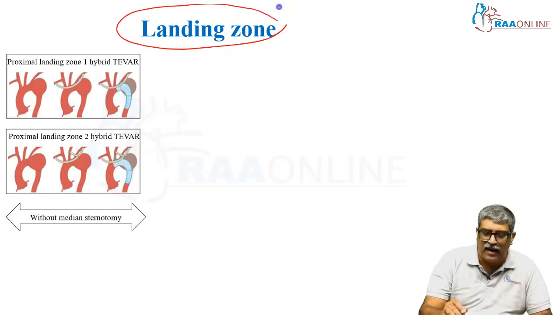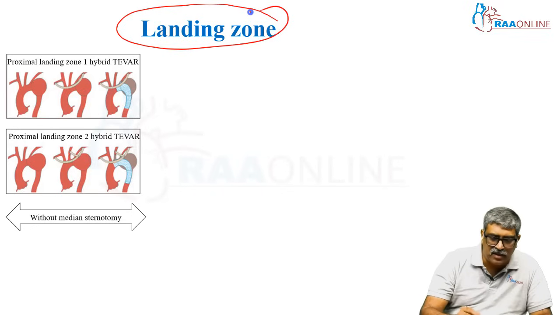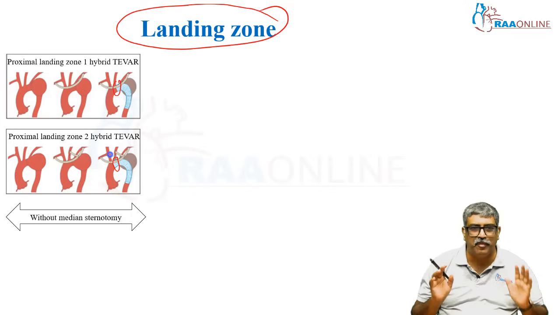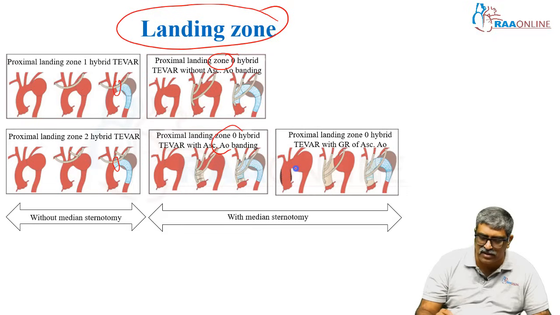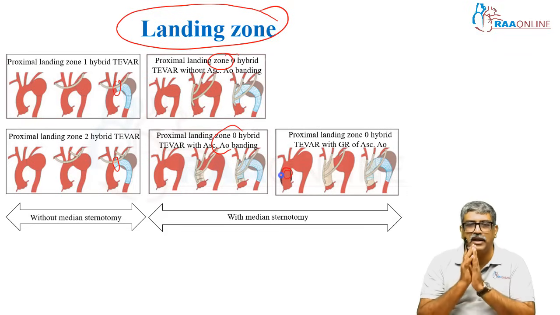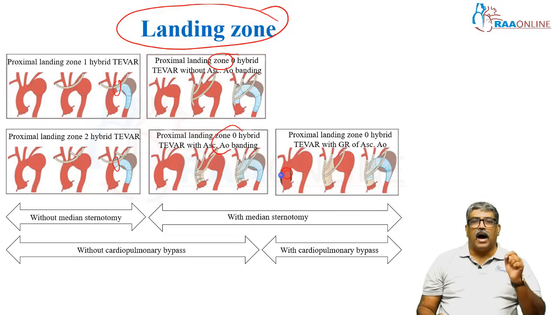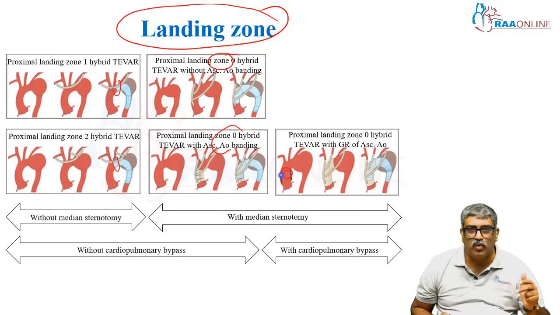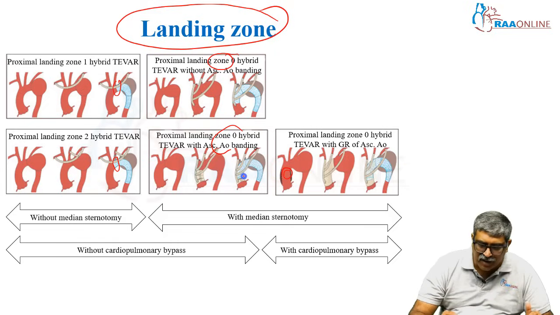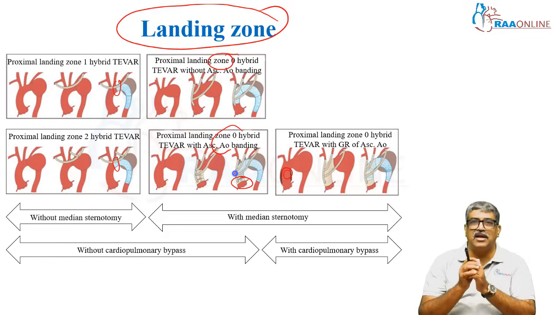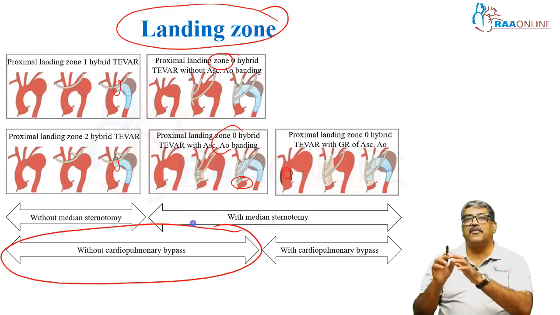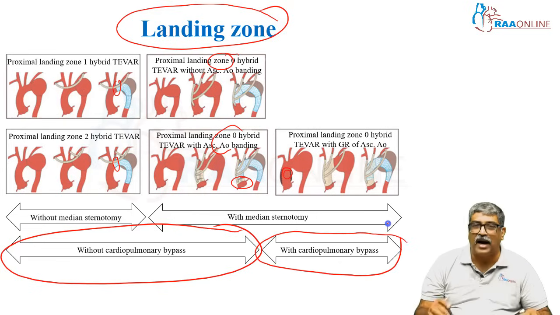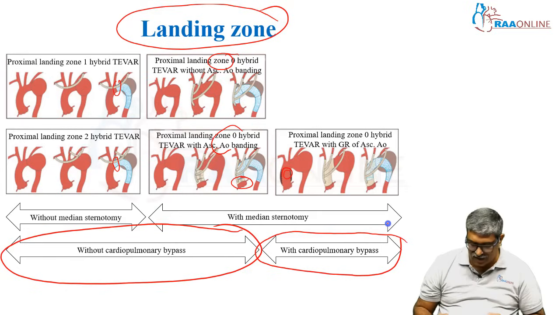Now coming to the landing zone. If the landing zone of the proximal stent is going to be in zone 1 or in zone 2, you can do it without median sternotomy. But if it is going to be in landing zone 0, that is in the ascending aorta, you have to go with the median sternotomy. And if it is going to be in zone 1 and 2, not affecting the part between the coronary annulus and the coronary artery, you can do it without cardiopulmonary bypass. But if it is going to involve the coronaries and the annulus, cardiopulmonary bypass is required.